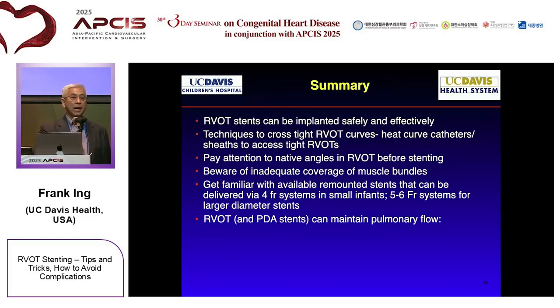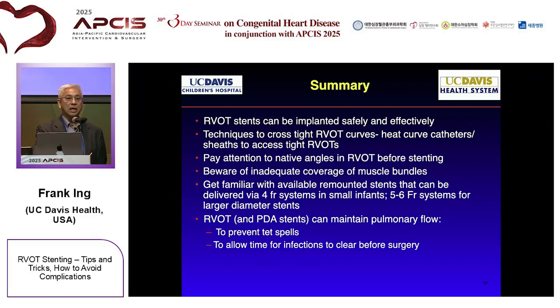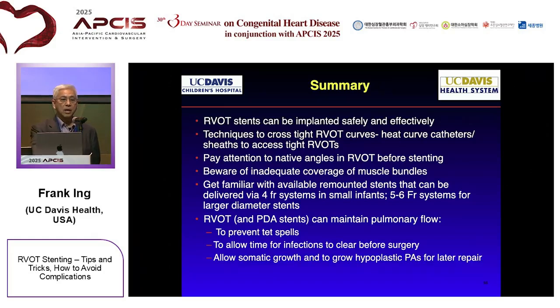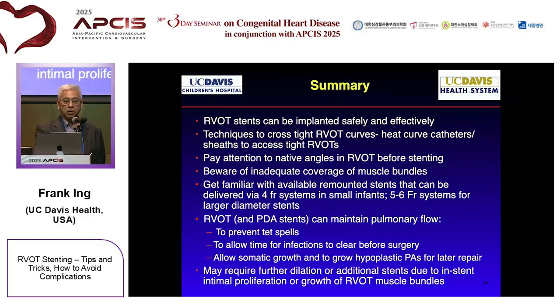The RVOT and plus minus PDA stent can maintain pulmonary flow to prevent TET spells, to allow time for infections to clear before surgery, to allow somatic growth to grow the pulmonary arteries, and they may require further dilation or additional stents over time due to intimal proliferation.